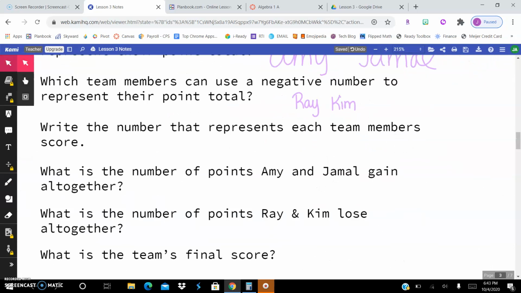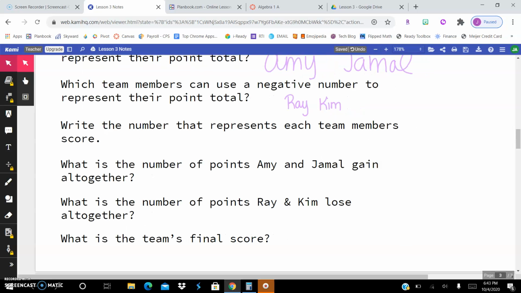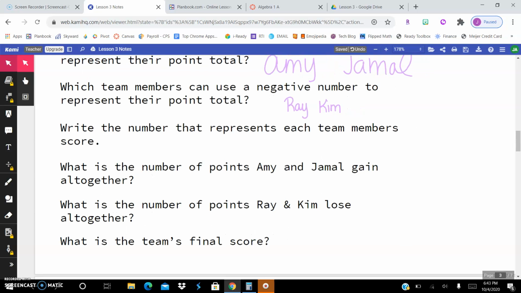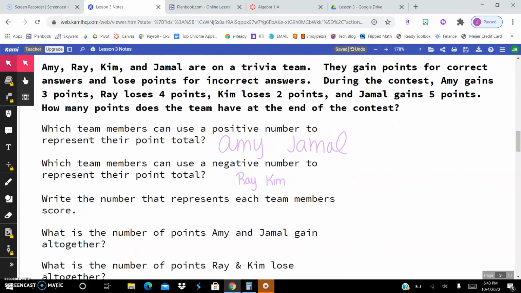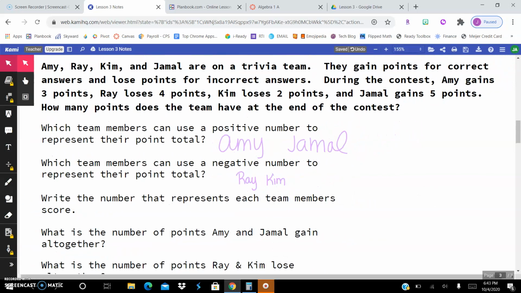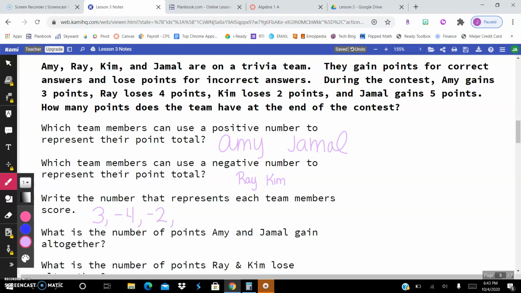And then the next question says, write the number that represents each team member's score. So if I go back up here, it says Amy gains 3. So she gains 3, that's a positive 3. Ray loses 4, so losing would be negative 4. Kim loses 2, so lose would be a negative 2. And Jamal gains 5, so we're going to add 5, so it's positive.